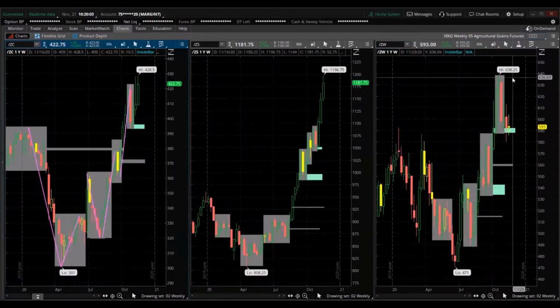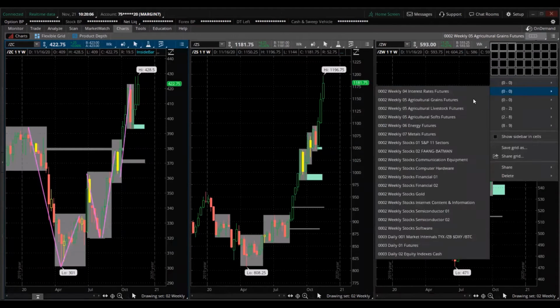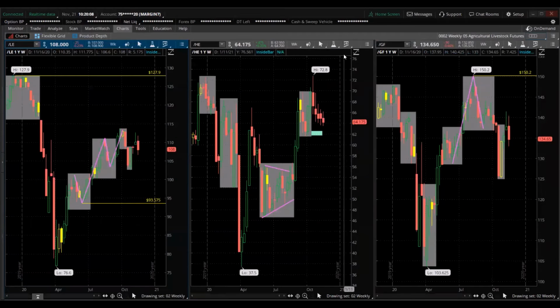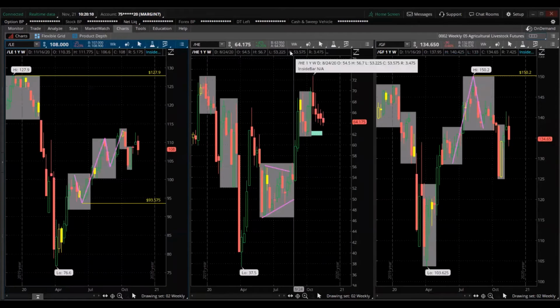Let's look at the grains. Oh, we already did the grains. Sorry. Let's look at livestock. Since the US dollar is getting weaker, livestock costs more money, as well as the feed that's used for them, the corn and the soy, which is getting more expensive. Maybe fewer people are buying livestock.